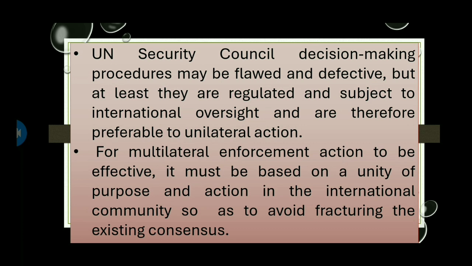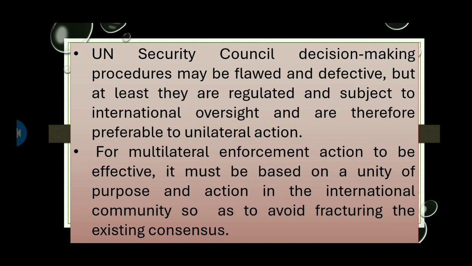UN Security Council decision-making procedures may be flawed and defective, but at least they are regulated and subject to international oversight and are therefore preferable to unilateral action. Okay, for multilateral enforcement action to be effective, it must be based on a unity of purpose and action in the international community so as to avoid fracturing the existing consensus.